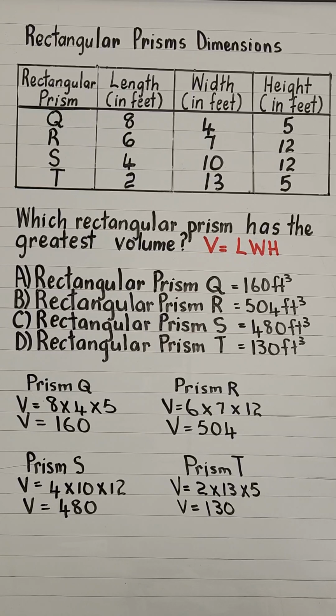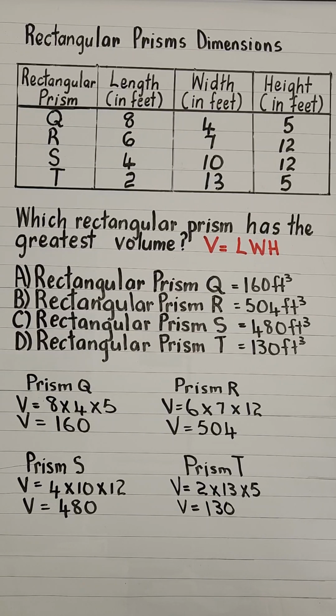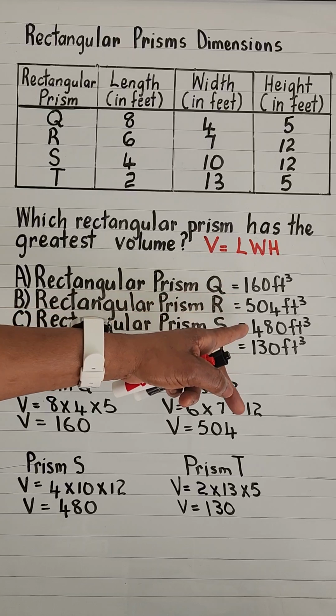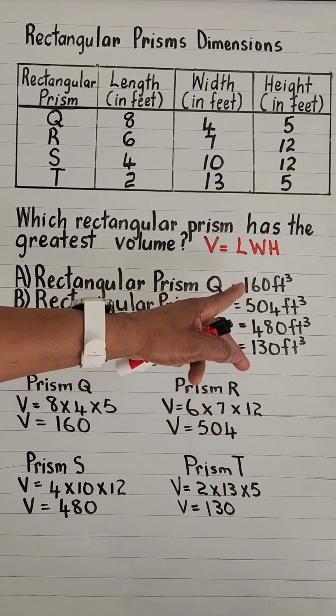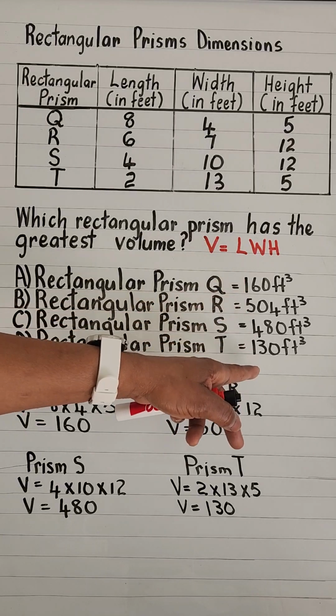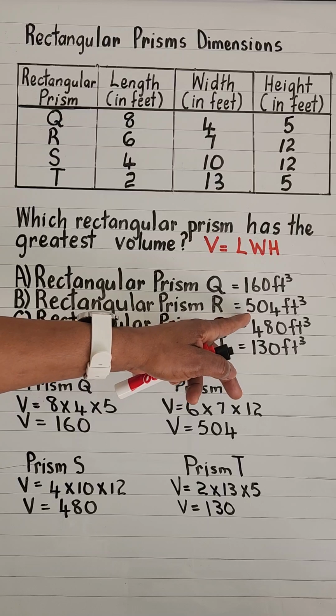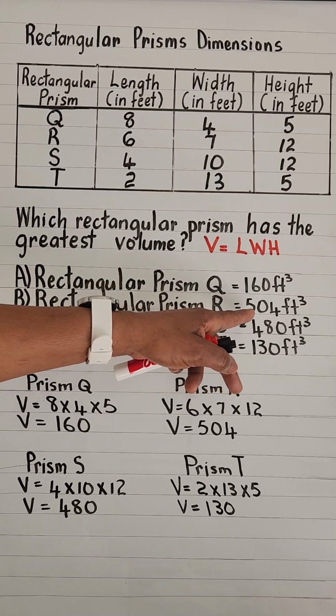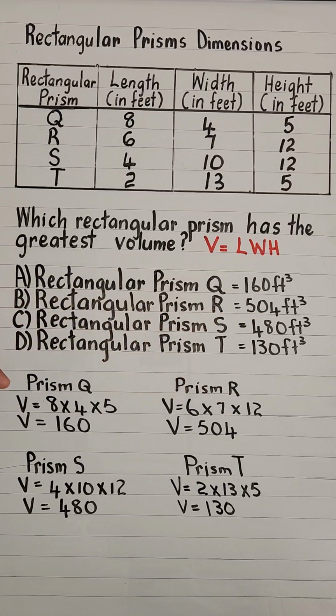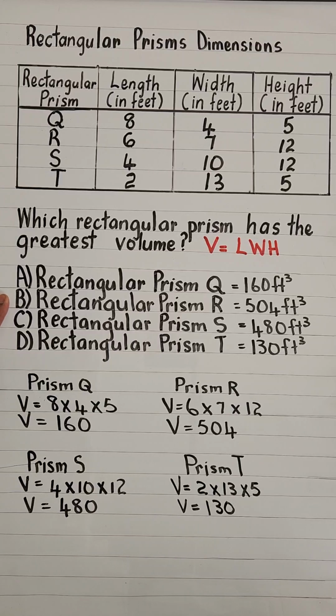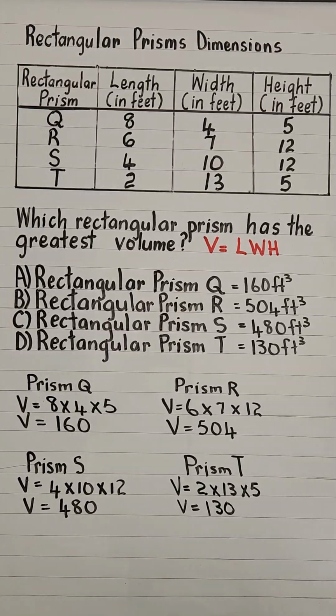Now to answer our question, which prism has the greatest volume? And we can see from the results that we get that prism R has the greatest volume. So our correct choice is B.